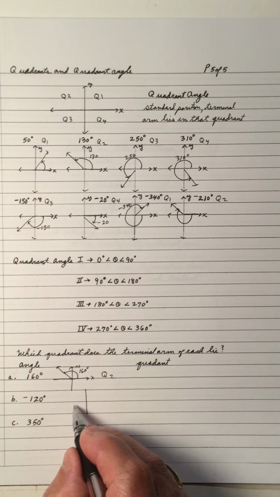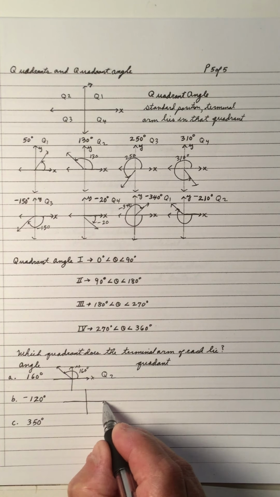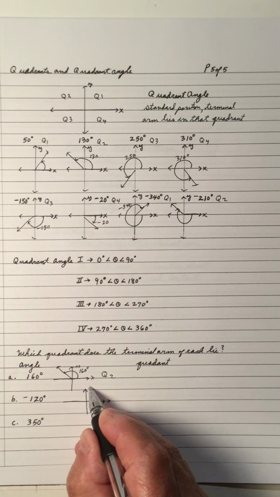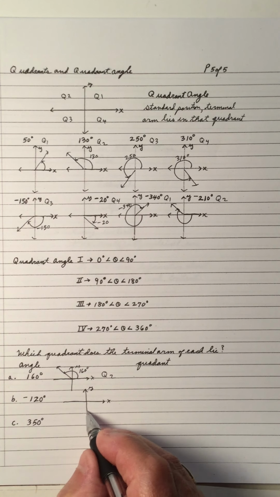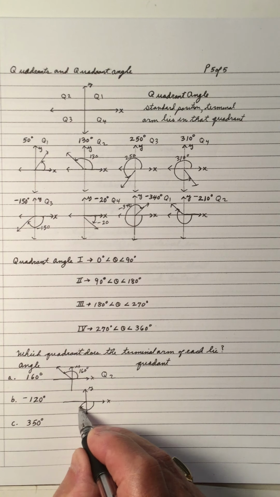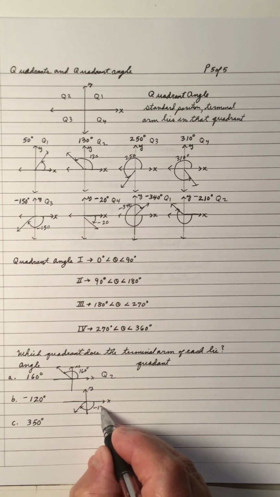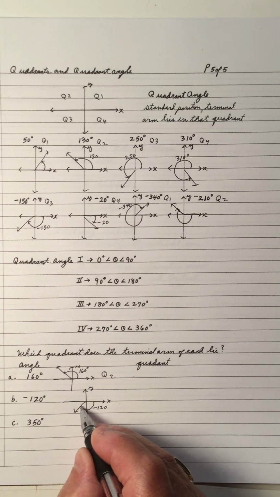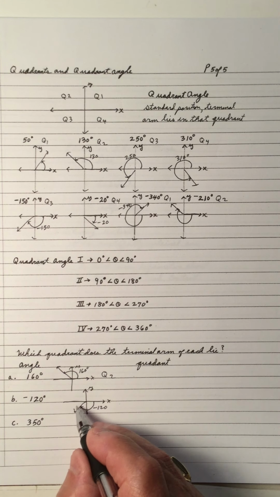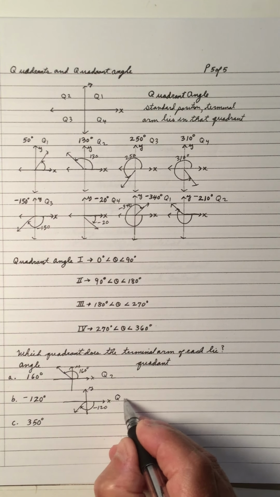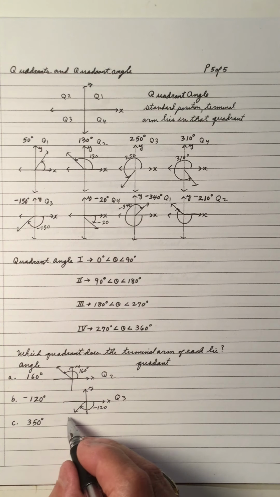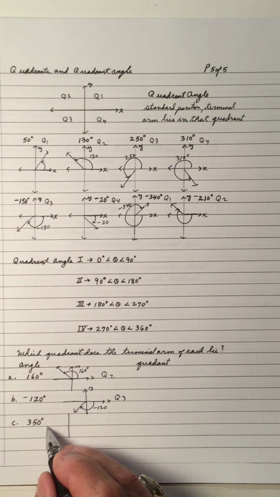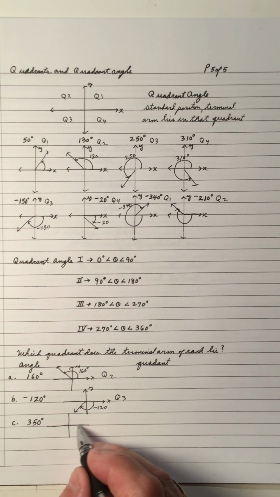Negative 120. So that's the x-axis, the y-axis. Negative 120 goes negative 90 and some more. So that's the negative 120 rotation. It ends up in quadrant 1, 2, 3. Quadrant 3.